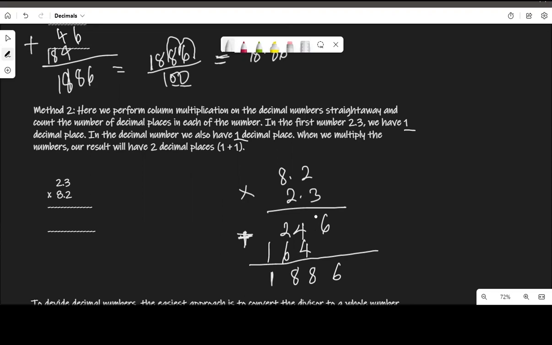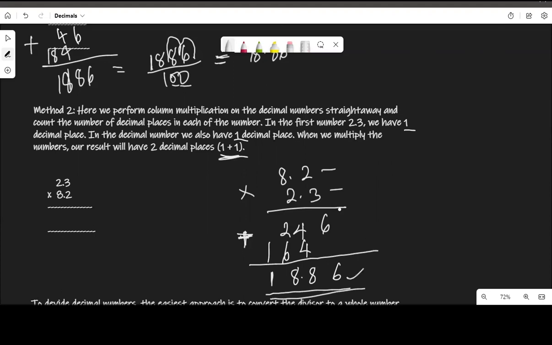I will count the number of decimal places in both the upper number and the lower number. Now, how many decimal places do I have here? 1 and 2. 1 for the first number, 1 for the other number. So altogether we have 2 decimal places. And here is our decimal point right now. So we shift it 1 and 2 because we have 2 decimal places right there. And so our answer is 18.86.